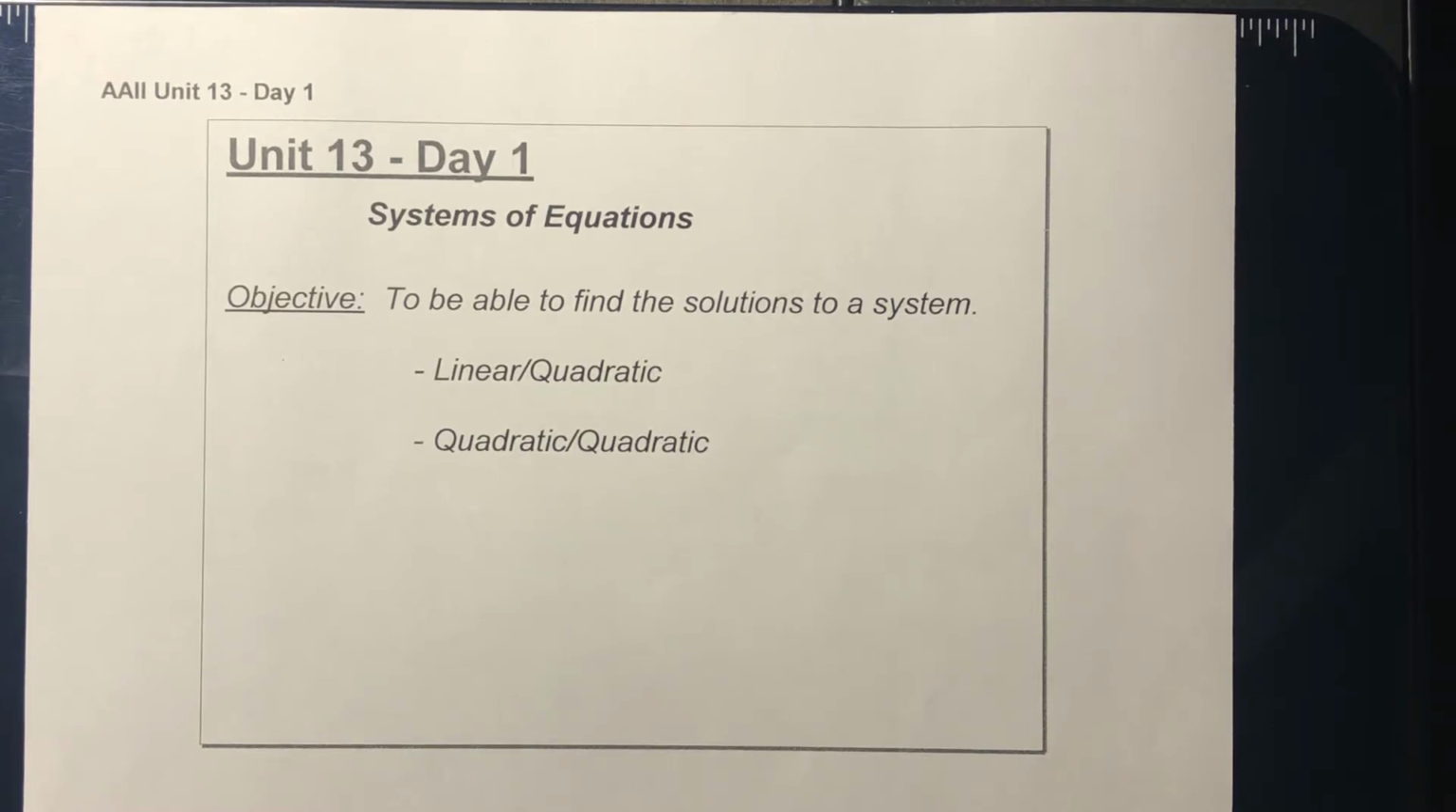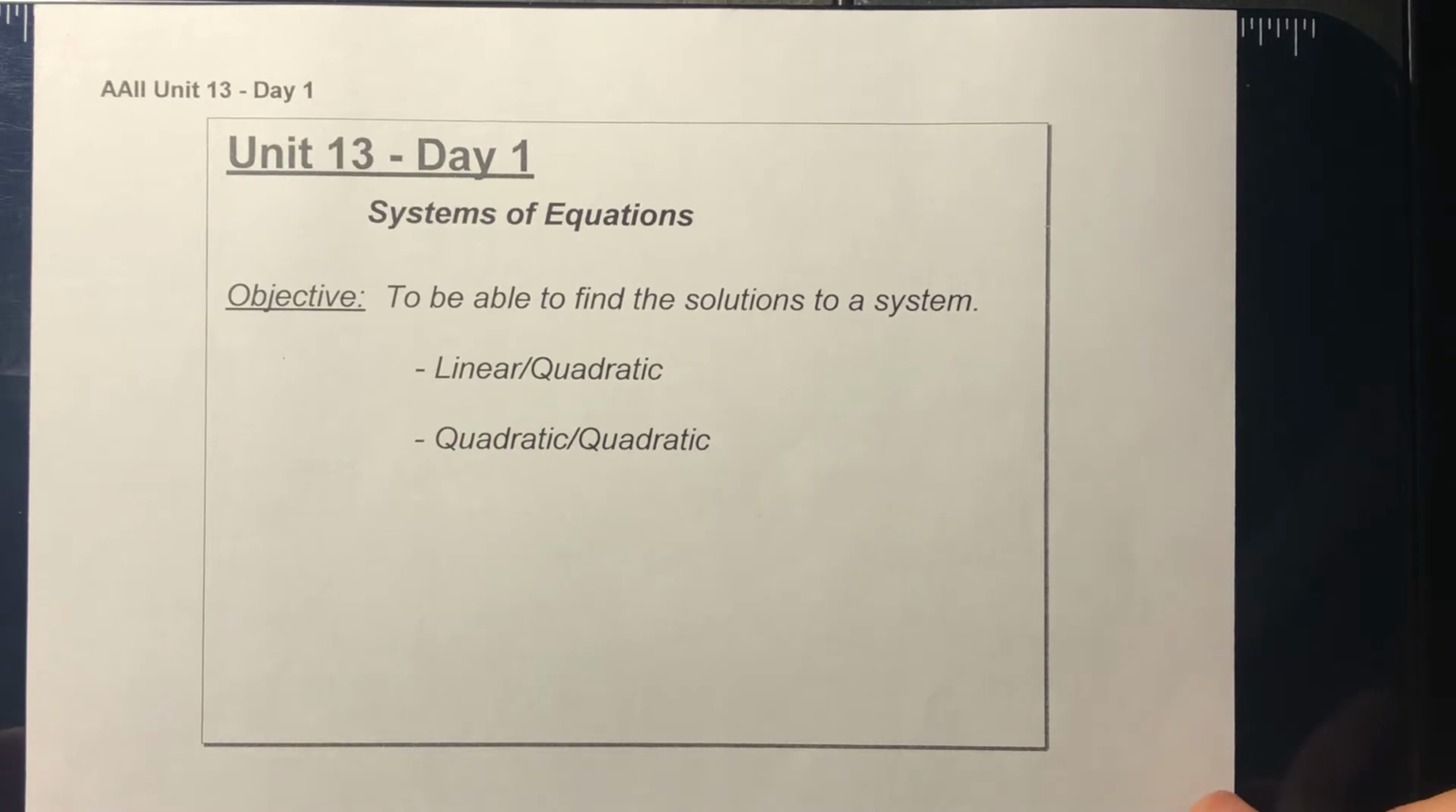Here we go. This is Unit 13, Day 1, Honors Algebra 2 class. As you can see, we're going to do systems of equations. The objective is to find the solution. Now, sometimes you're going to find that we might have multiple solutions, okay? So we're going to do this two ways. We're going to solve by graphing and we're going to solve by substitution.